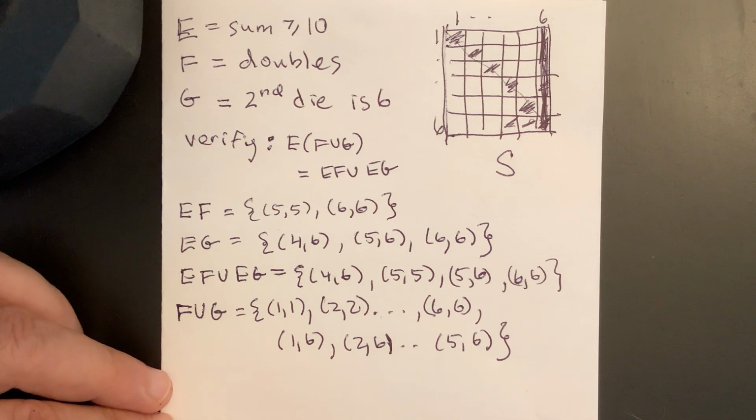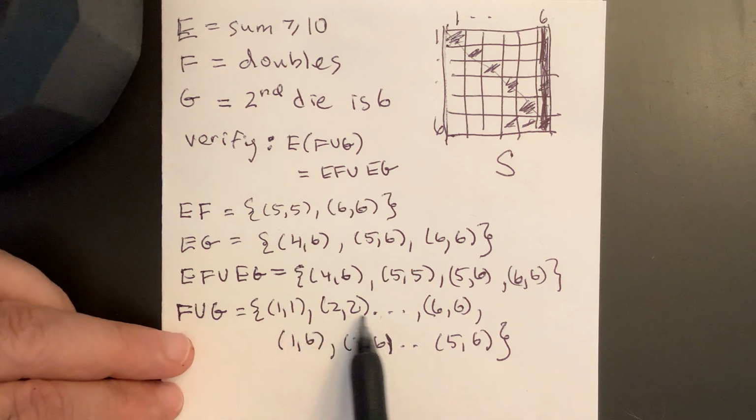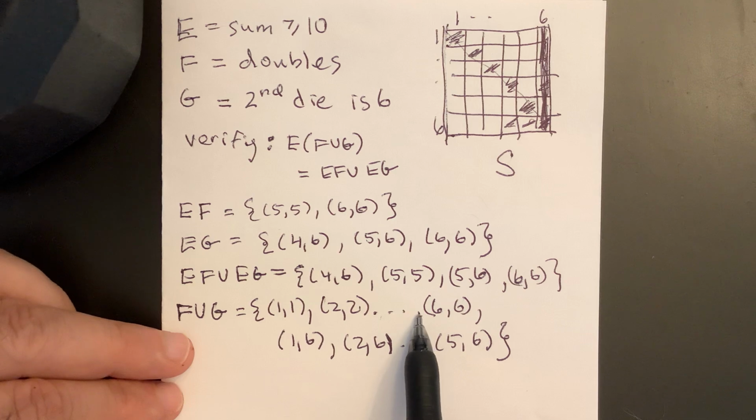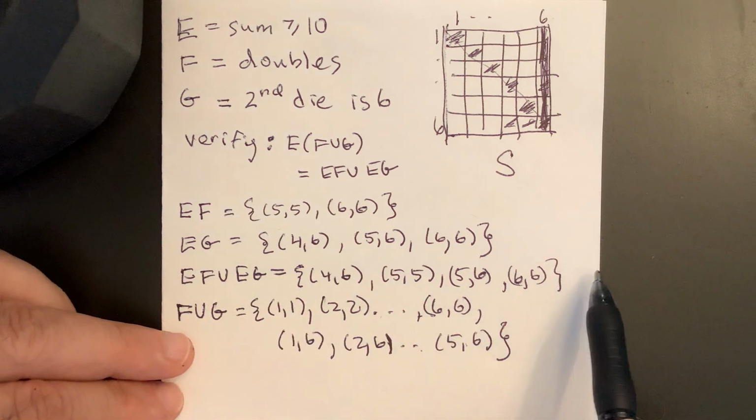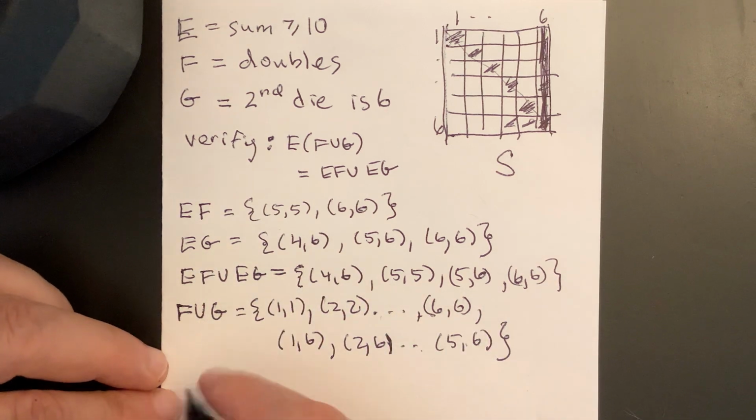Okay, and now I want E intersect F union G. So E is all the ones where the sum is greater than or equal to 10. In here, the doubles give me 5, 5 and 6, 6. And in this one, let's see, all the ones with 4, 6, 5, 6. So you see, it's the same. It's these four.